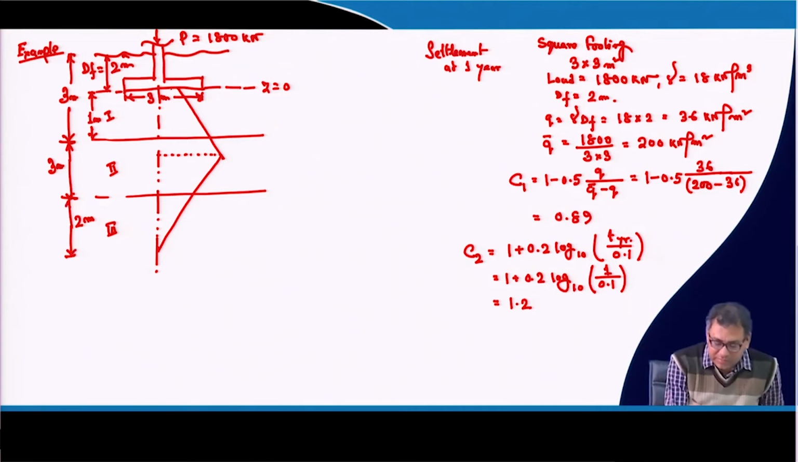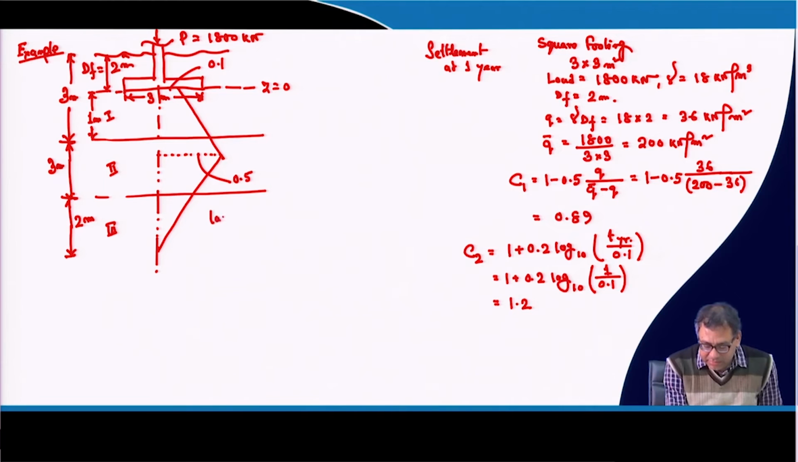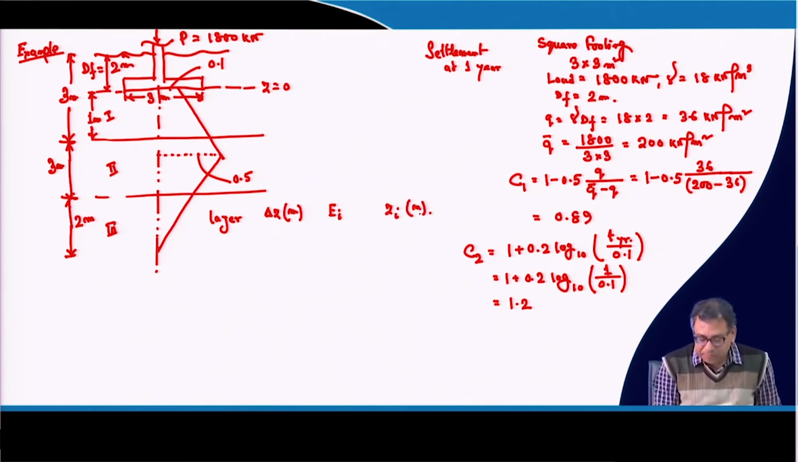Okay. So now at this point, this is 0.5 and this is 0.1 because it is a square footing. So now let us calculate. You take the name of the different layers and then del Z, which is the thickness of each layer, then Ei, and then Zi, in meters. And the Ei value for every layer is also given.